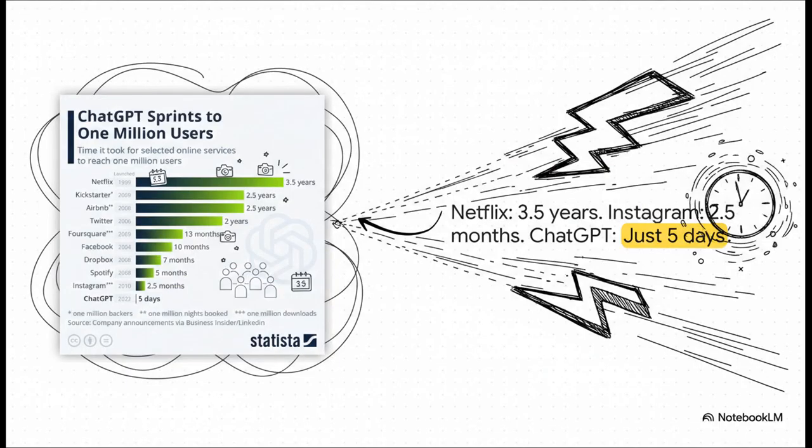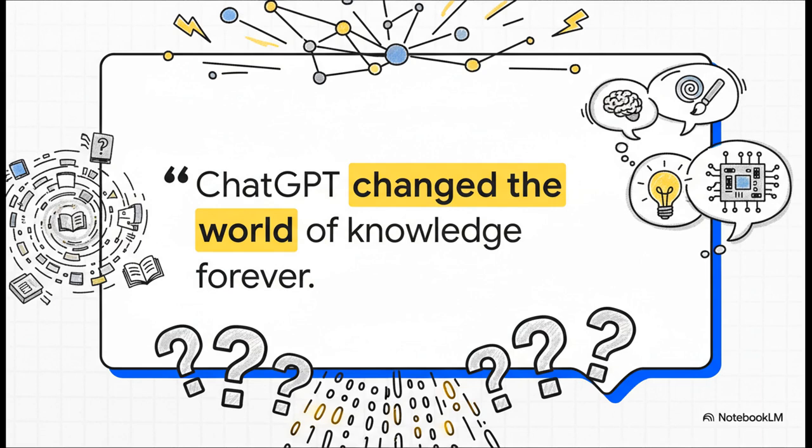Okay, check this out. It took Netflix 3.5 years to get to 1 million users. Instagram, which felt like a viral explosion at the time, did it in 2.5 months. ChatGPT got there in 5 days. 5. That isn't just fast growth, that's a paradigm shift. It's a shockwave. And the impact was immediate and it was profound.